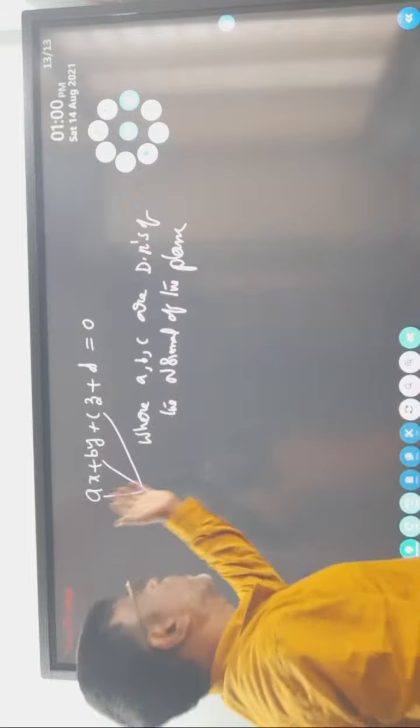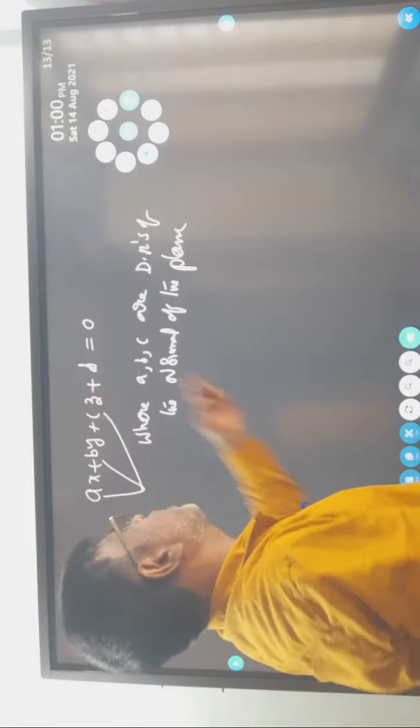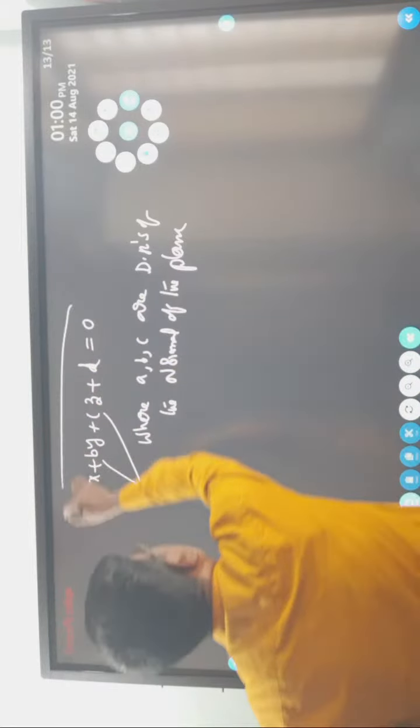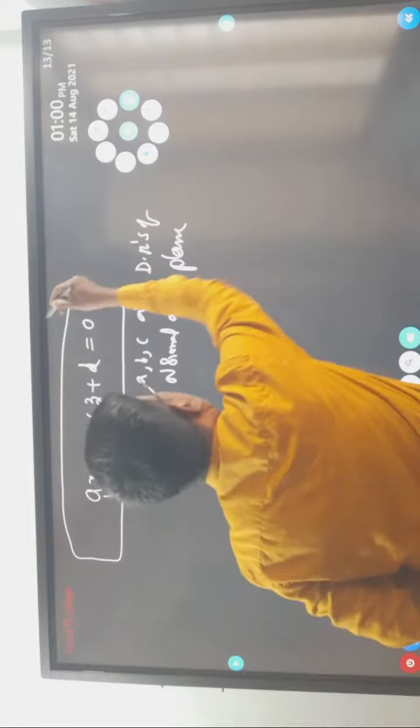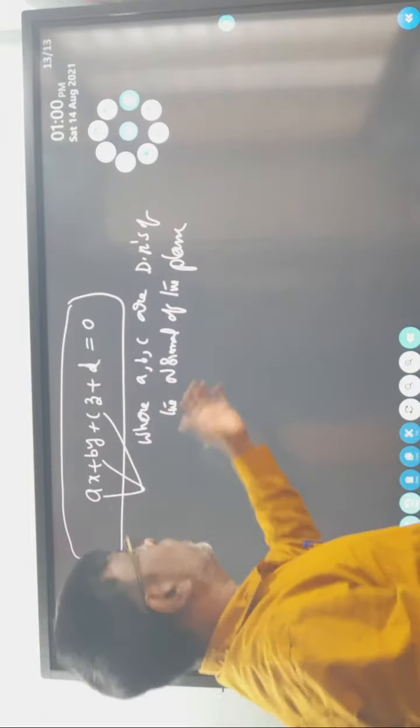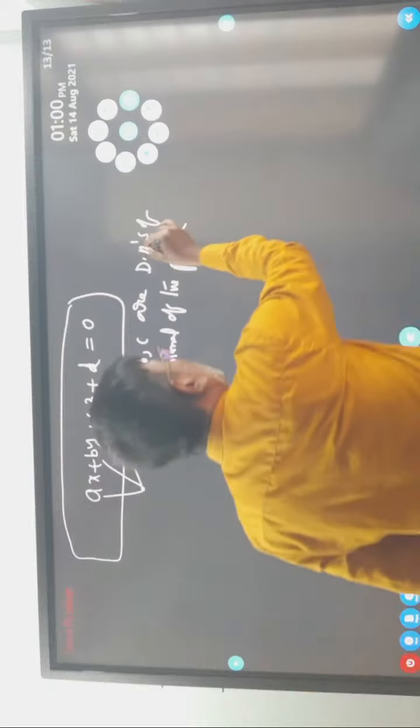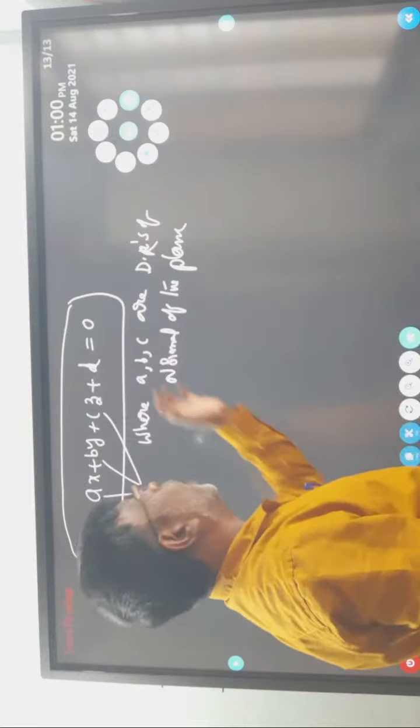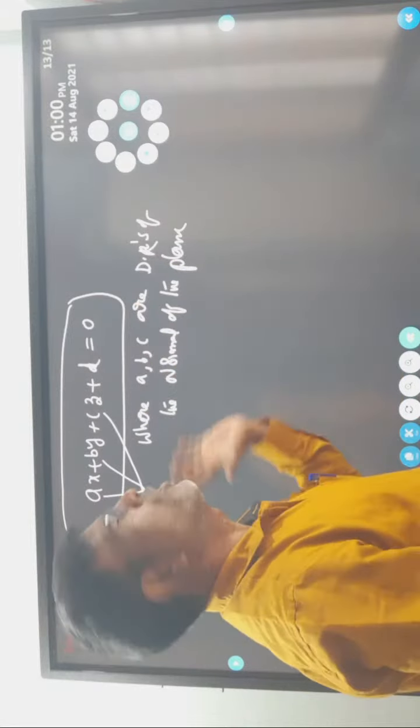So ax plus by plus cz plus d equals 0 is called the general form of the plane, where a, b, c are the DRs of the normal of the plane. Remember, this is the first.